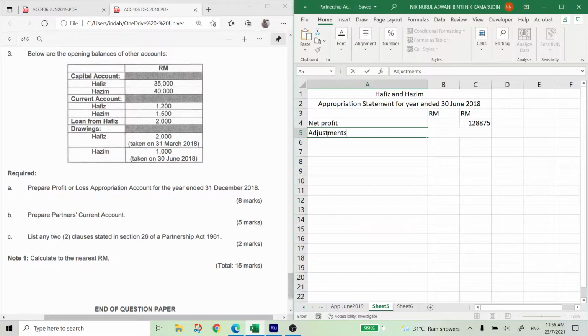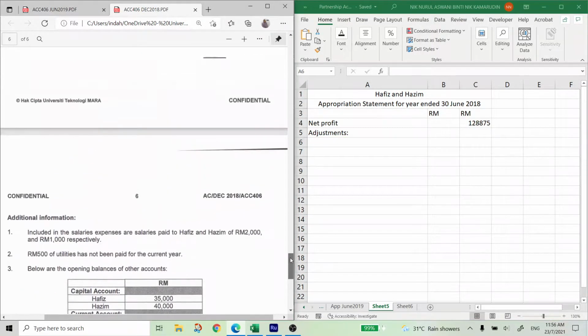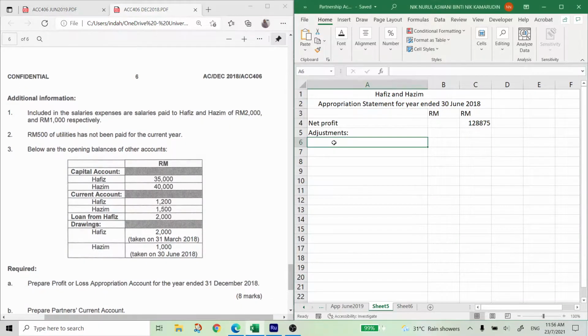Let's start with the adjustment to the net profit. Whatever items are not to be included in arriving at the net profit, we remove, and the items that should be included in computing the net profit, we include. Number one is the salary. We are going to take out the salary of Hafiz as well as the salary of Hazim.